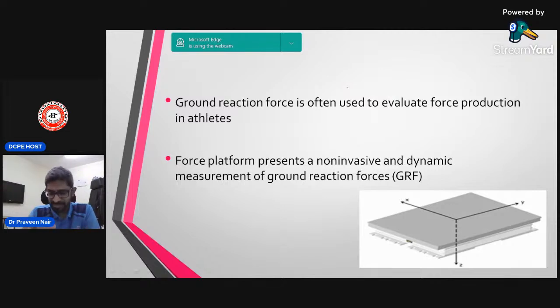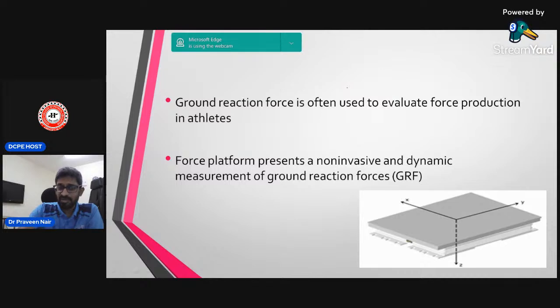I will be discussing the basics of force plates, and how to select an appropriate force plate, because there are many companies, and which sensor you would like.